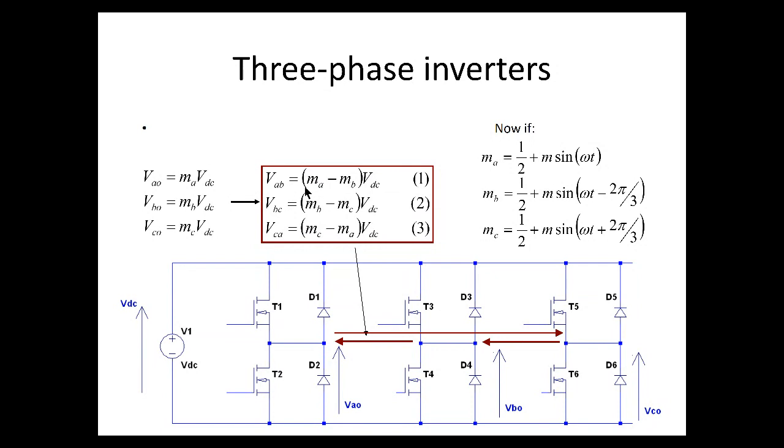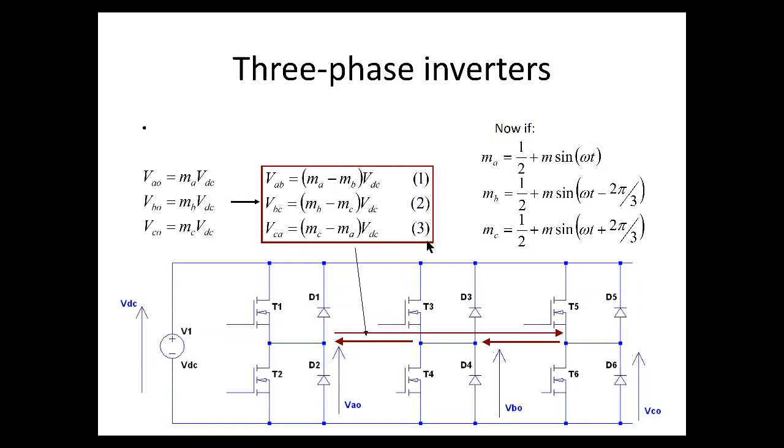VA minus VB will give you this first expression here. The second one, VBC, is going to be VB minus VC. You get the second one here. VCA is going to be VC minus VA, and you get your third expression here.